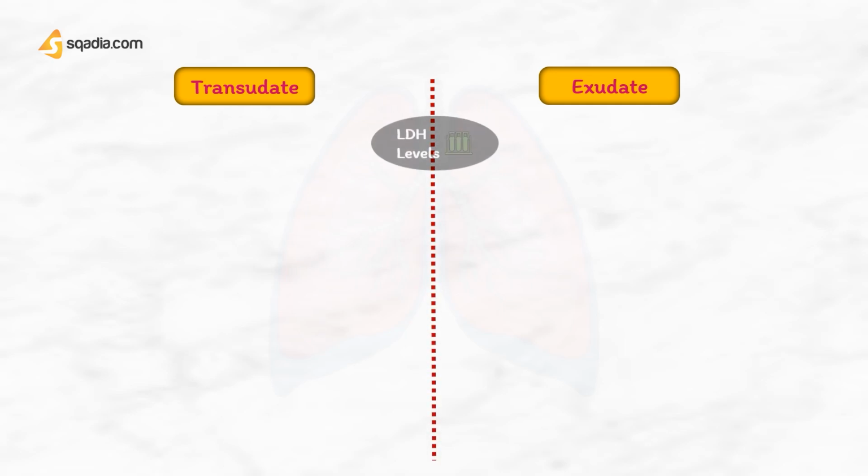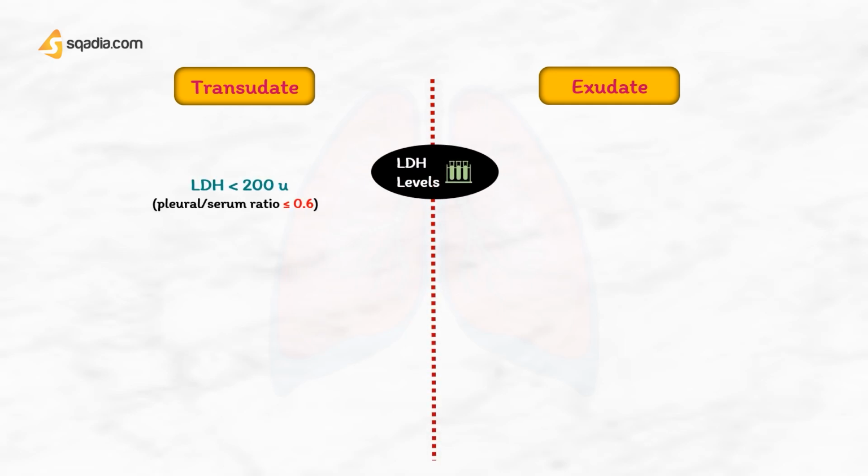LDH or lactate dehydrogenase levels are less than 200 units in transudates. And in terms of pleural fluid to serum LDH ratio, value is less than or equal to 0.6. On the other hand, LDH levels are greater than 200 units in exudates. Here, pleural fluid to serum LDH ratio is more than 0.6.